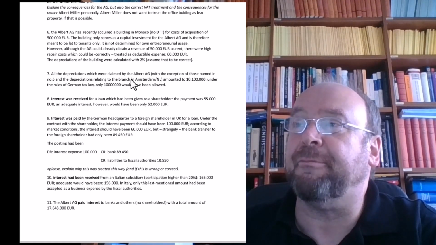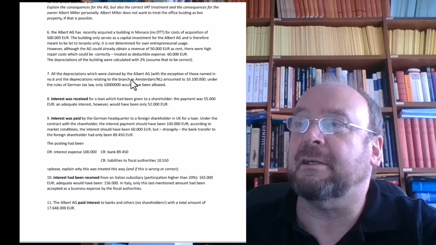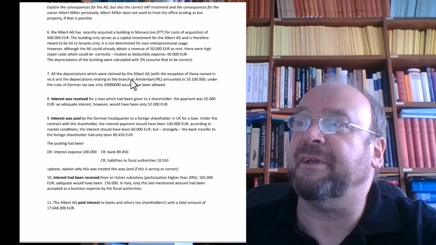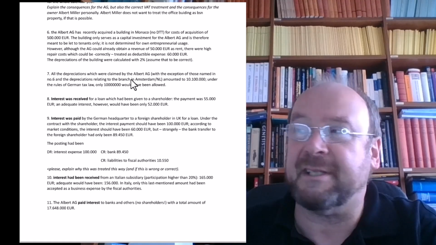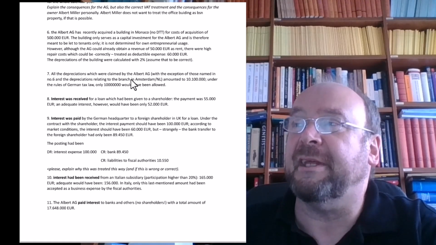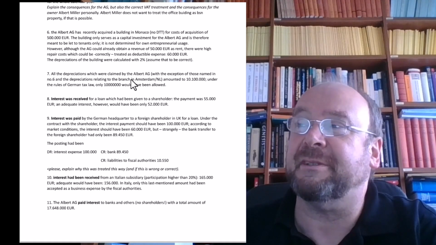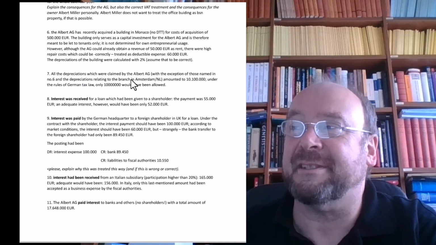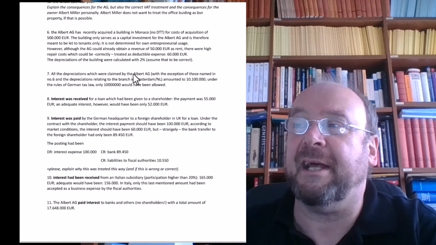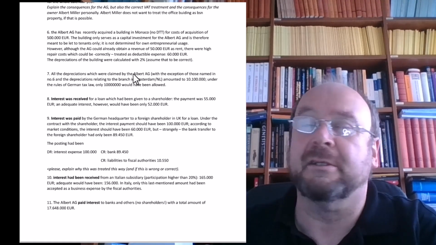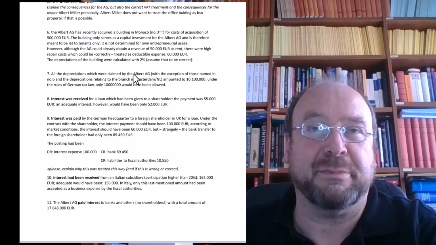It's, however, already let to tenants, so they could obtain a revenue of 50,000 as rental revenue. There were, however, high repair costs, which could correctly be treated as deductible expense, 60,000 euro, and the depreciations for the building were calculated with 2%, and we just assume that to be correct.